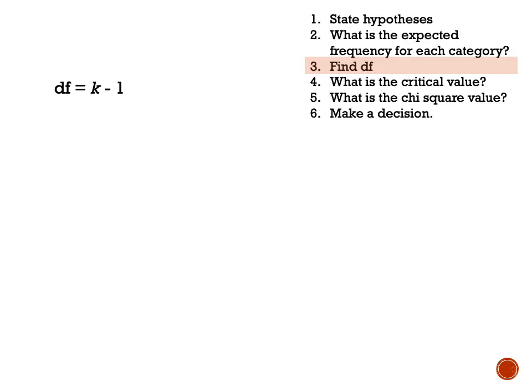Next, we're finding DF, or our degrees of freedom. The formula again is K minus 1. K is the number of categories. We have 4 categories in this situation. We have 4 different colors. And so DF is going to be 4 minus 1, which equals 3.